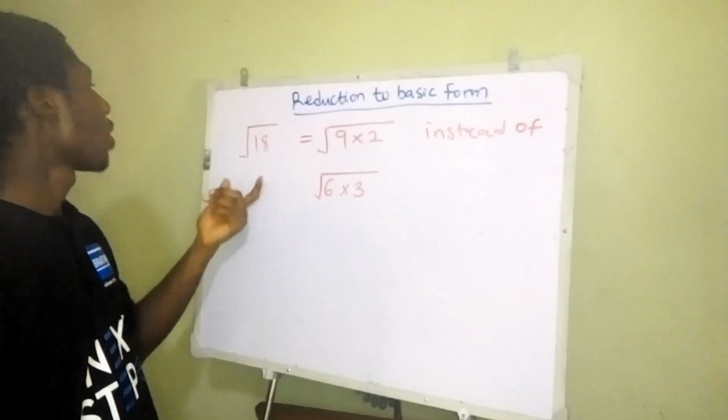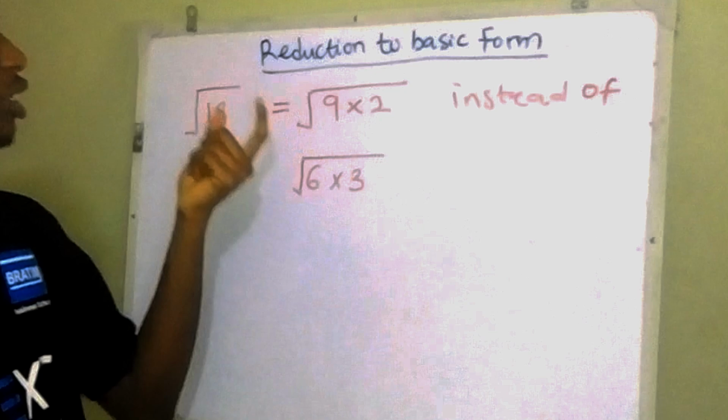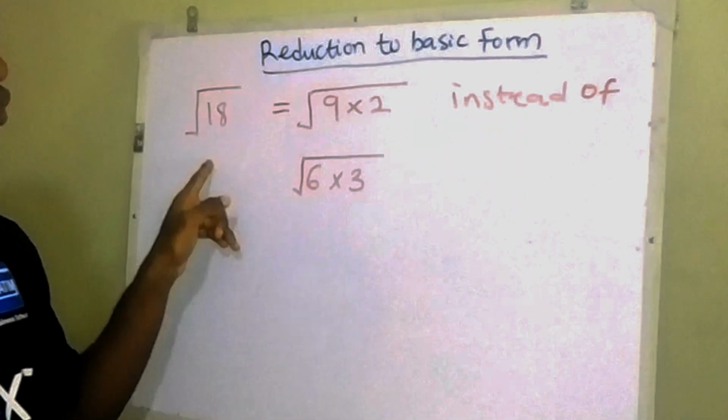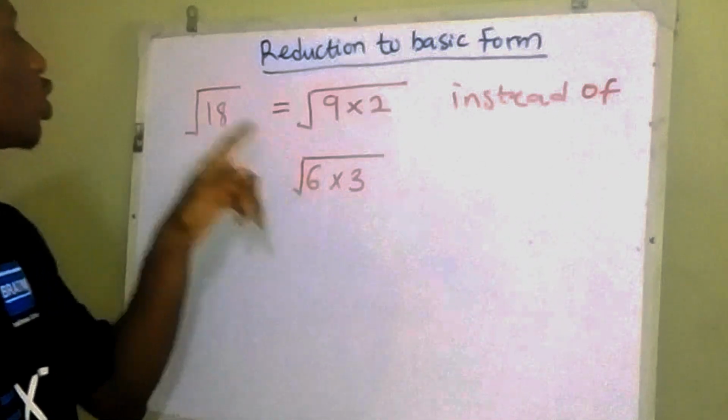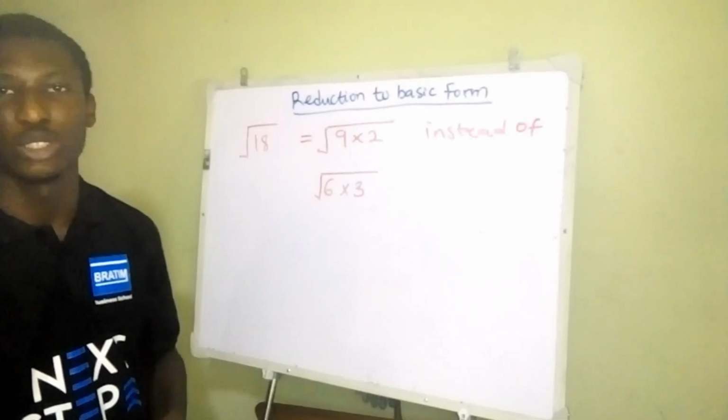Ever wondered why square root of 18 is reduced to 9 times 2 instead of 6 times 3, where square root of 9 times 2 will still give you square root of 18 and square root of 6 times 3 will still give you a square root of 18? Well, that's what we'll be looking at in today's video.